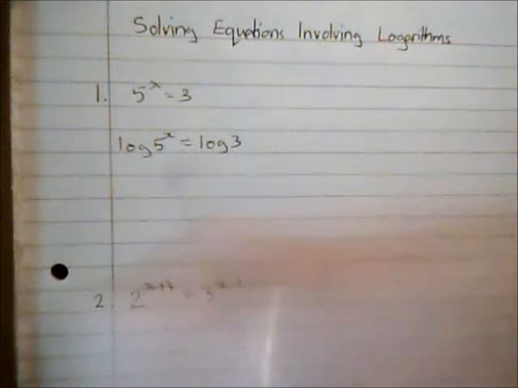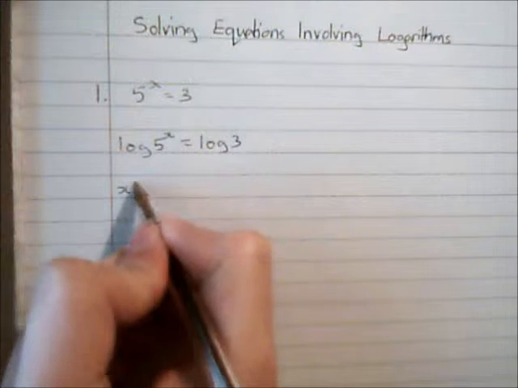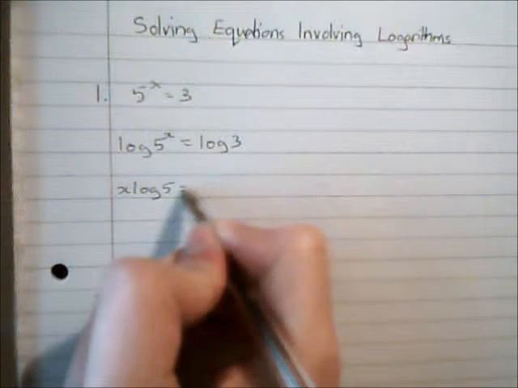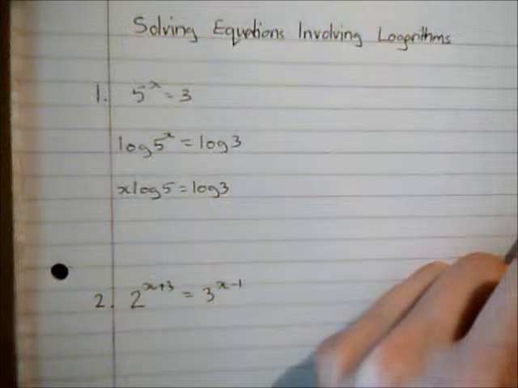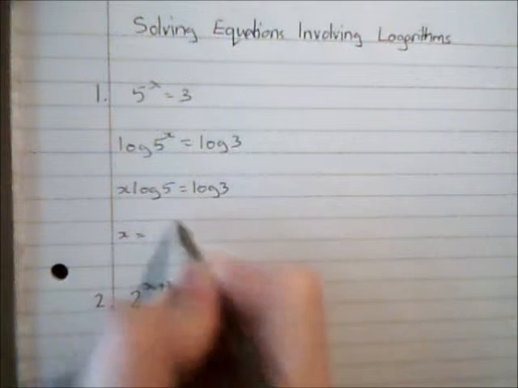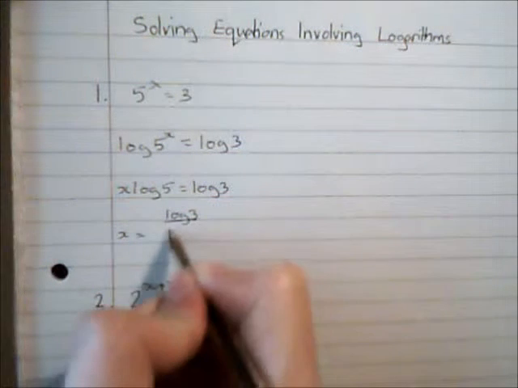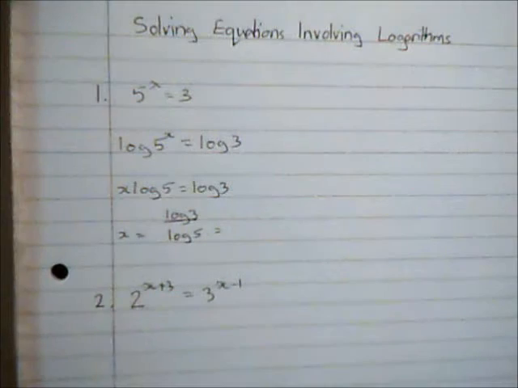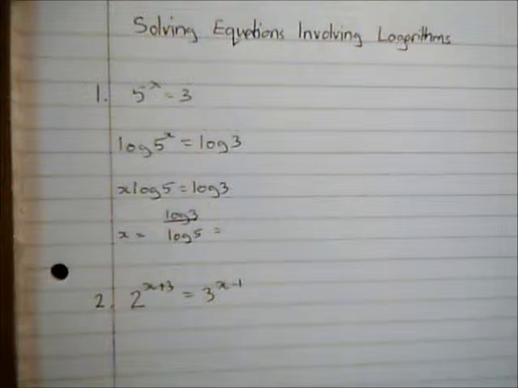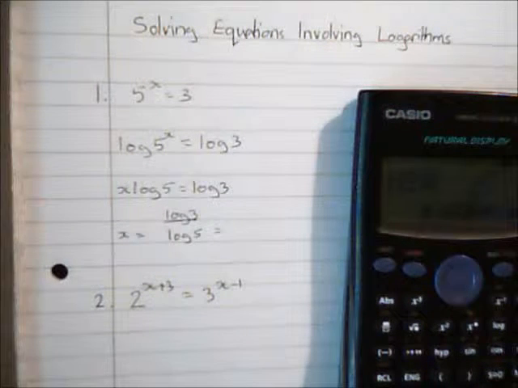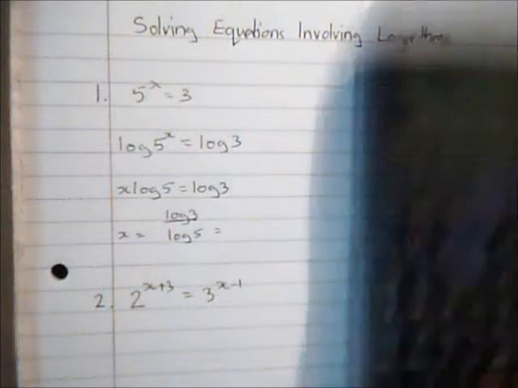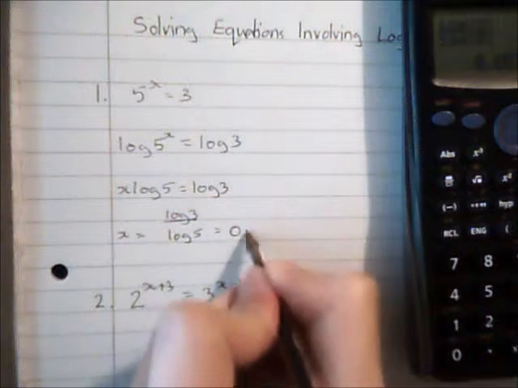And then I'm going to use the power rule to rewrite this first one as x log 5 is equal to log 3. And then I'm going to divide through by log 5, so that x is equal to log 3 over log 5. And I can evaluate that on my calculator. So I have here log 3 divided by log 5, and I've got my answer 0.683 if I do it to 3 significant figures.